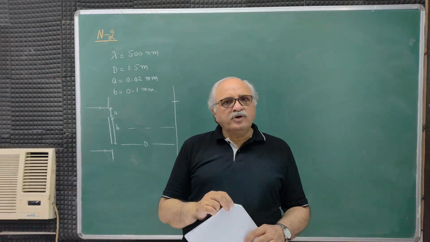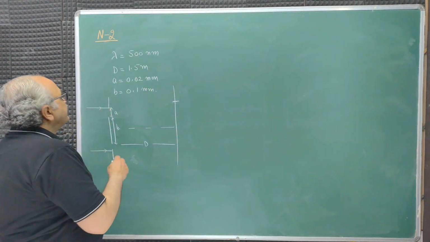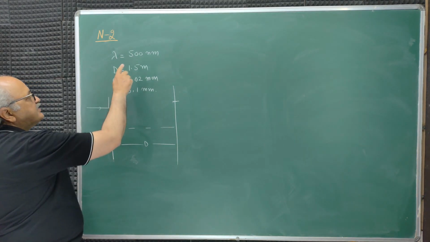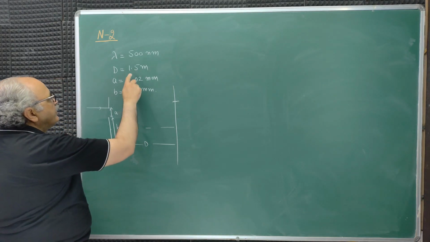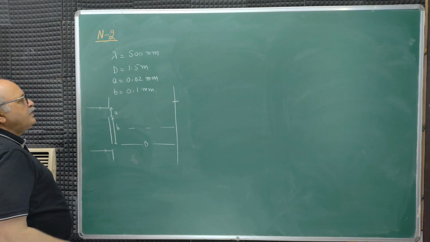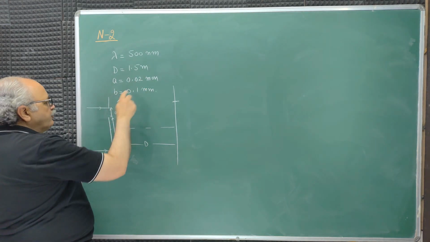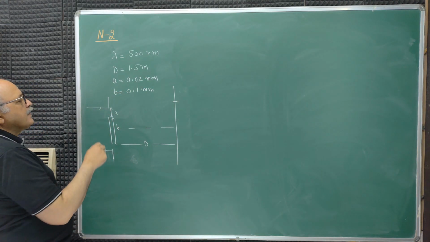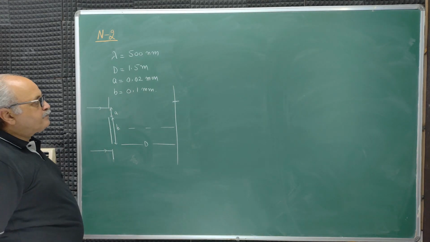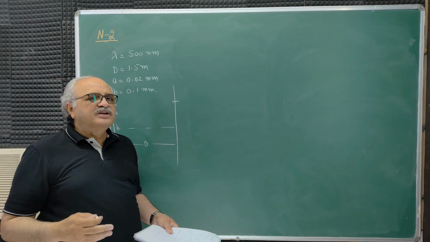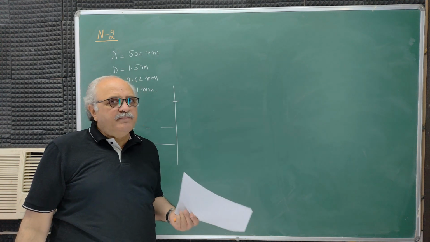So let's take the second numerical, and in this numerical a monochromatic light is allowed to fall on a double slit. The wavelength is 500 nanometer. The screen is kept at a distance of 1.5 meter. The slit width is given as 0.02 and each of them is same. And the separation between the two slits is 0.1 mm. And we are asked to find out the angular separation between the first and the second minima.